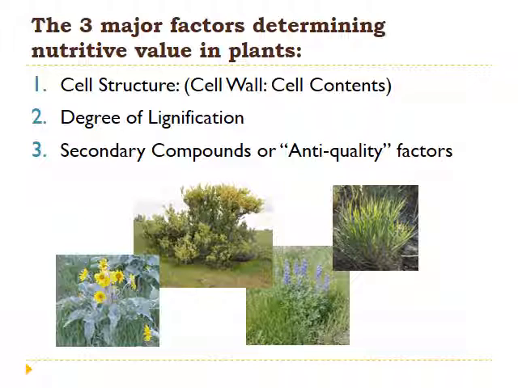The second is lignification. Of course, lignin is something that is not digestible, so the more lignified a plant is, the less digestible and less valuable it is. And then finally, secondary compounds, or any factors that create anti-quality. So the first two attribute to quality, and then secondary compounds create anti-quality, or things that take away from quality. So toxins, other things like tannins, even lignin can be considered an anti-quality factor. So we'll talk about some of those.